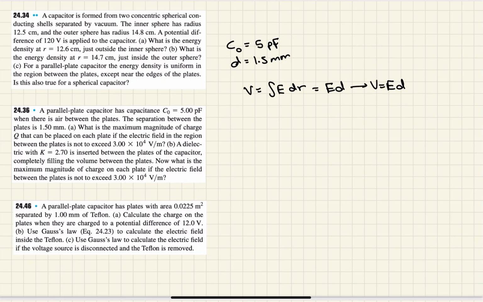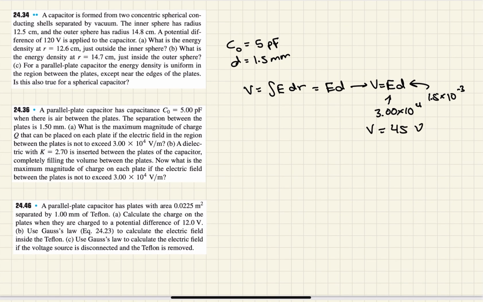In this case, E is equal to 3.00 times 10 to the power 4, and d is 1.5 millimeters, which is 1.5 times 10 to the power of negative 3. So you're going to get a V of 4.5 times 10 to the power of 1, which is just 45 volts. So that's the maximum voltage you can have, but you want the maximum charge, and so you just use C equals Q over V, or Q equals CV. In this case, C is 5 picofarads times 45 volts, so Q is equal to 225 picocoulombs as your answer.